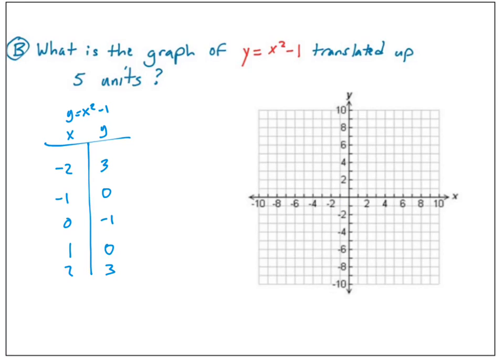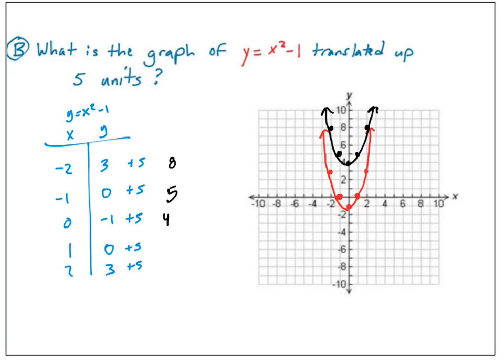So now we'll go ahead and graph the original function. Oops, wrong spot. There we go. So this is our parabola to start with. And it asks, what is the graph of y equals x squared minus 1 translated up 5 units? So ideally what we would do is we would take each of these values and shift each y value up 5 units to get our new points. And so then we would graph those. So this point should be negative 2, 8. This would be negative 1, 5. Oops, put that in the wrong spot. Negative 1, 5. This one would be 0, 4. This would be 1, 5. And then we've got 2, 8. So this would be our graph if we shifted it up 5 units.